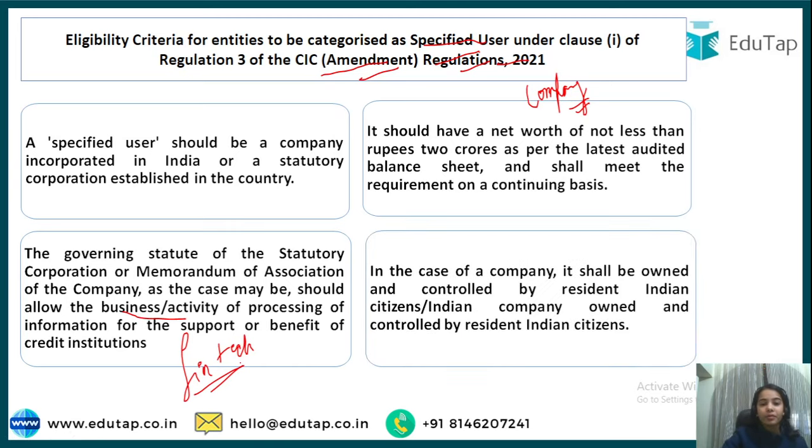Okay. In the case of a company, it should be owned and controlled by resident Indian citizens, and it should be an Indian company. As simple as that, it should be incorporated in India, and Indian citizens should have a part in controlling the company. Then only can it come in as a specified user of the CIC.